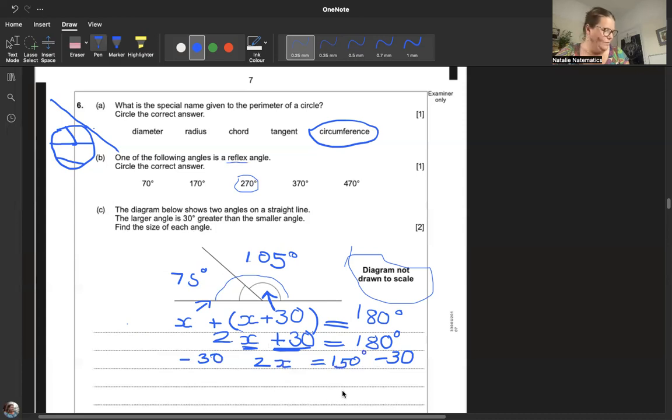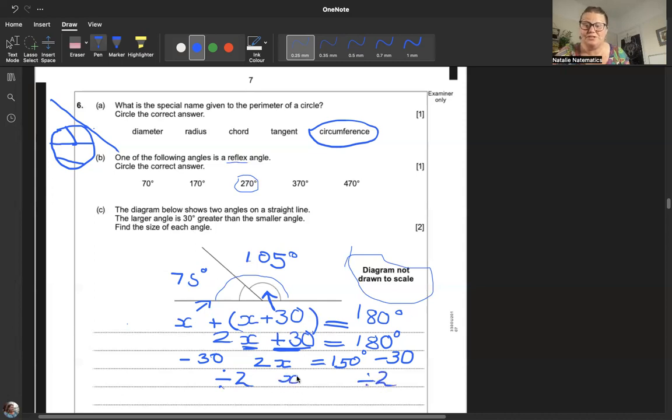And then we have 2x, and this angle is 150. So to go backwards, I divide by 2. Okay. Divide back by 2. I'm just going to put that in there.